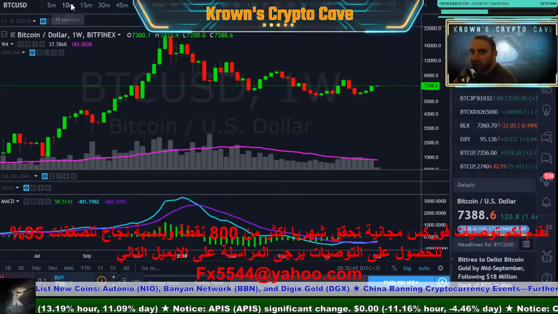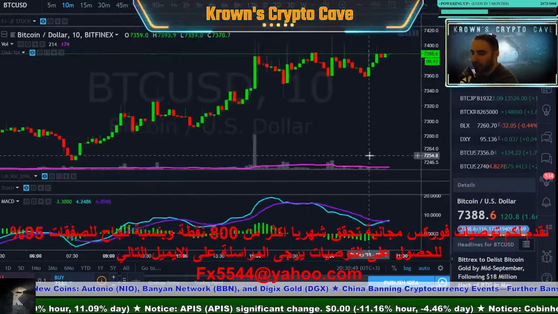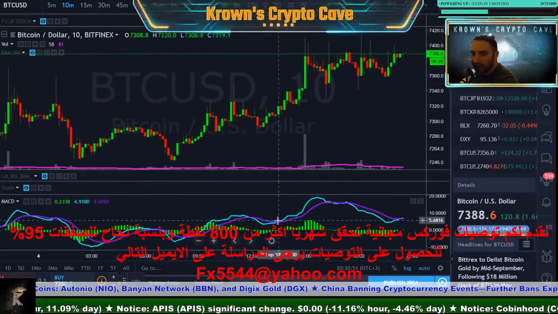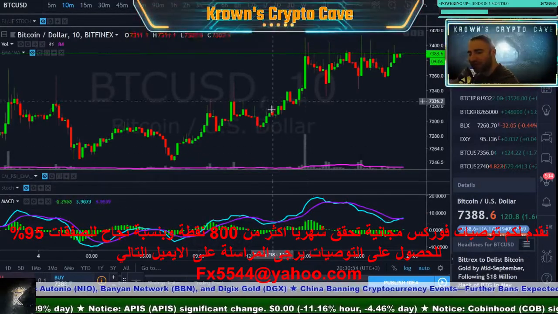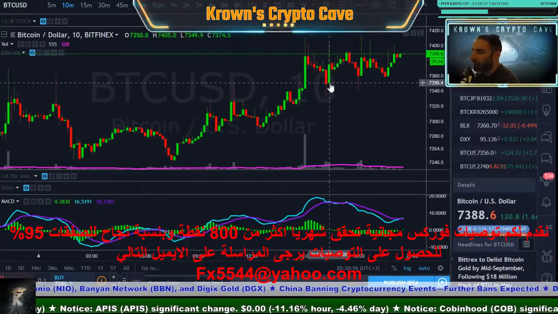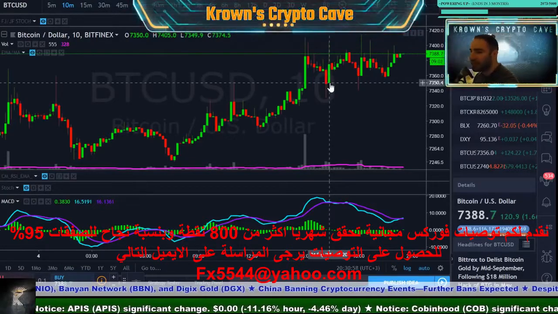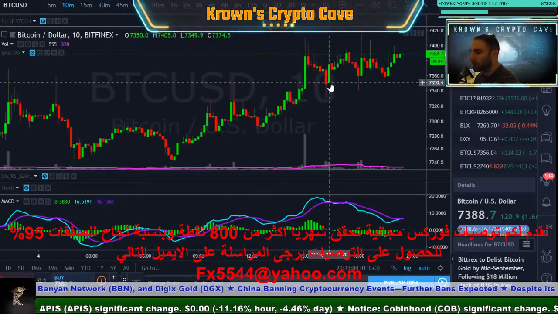And yes, it does work on the lower time frames. Even if I go down here to the 10-minute, you'll notice that it tells you to buy right here. But this was a little bit of a breakout. It tells you to sell right here. So it's going to get the easy ones, the obvious ones, relatively well.